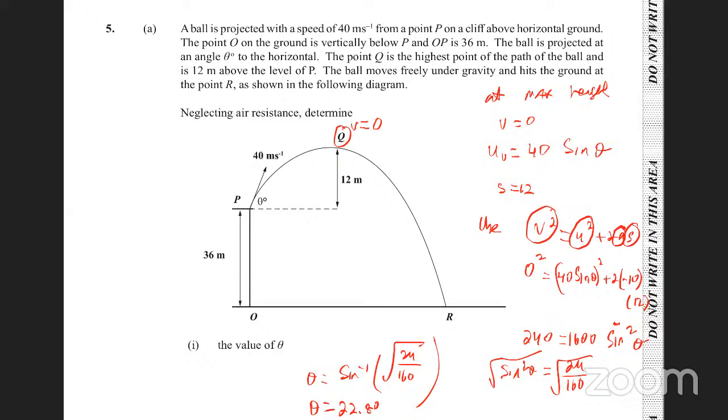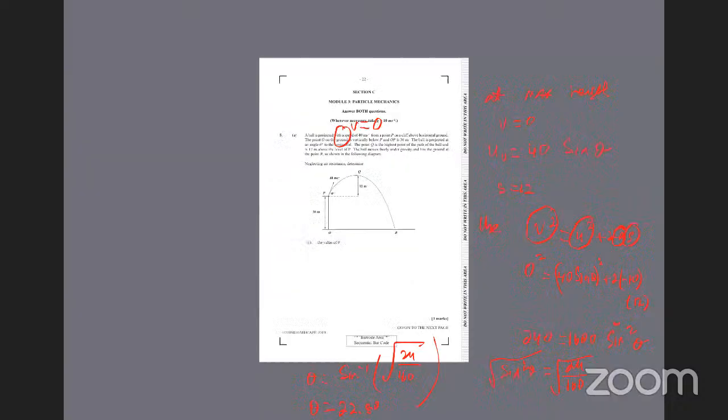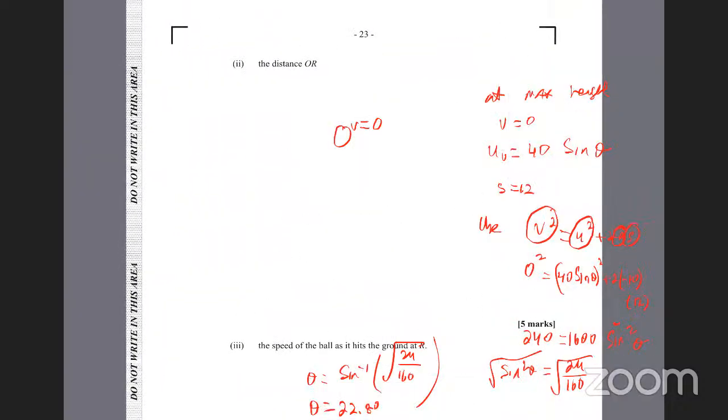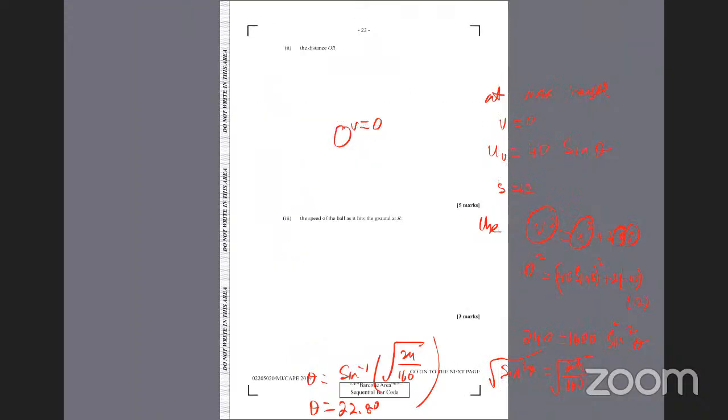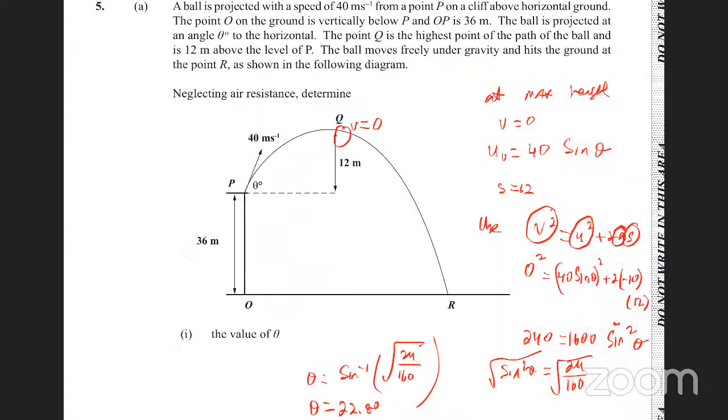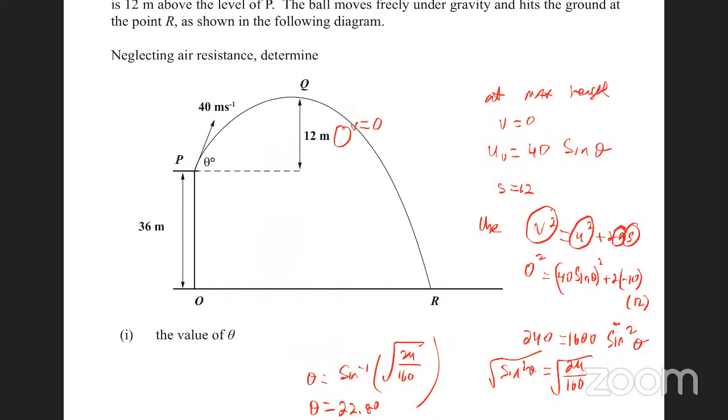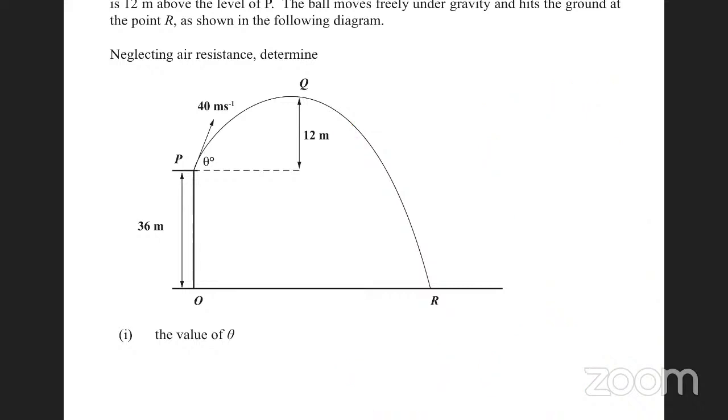All right. Next one. Next one is find OR and then the speed of the ball as it hits the ground. Find OR. Let's make a note of it now. Find OR and the speed of it just before it hits the ground. I'm going back to the diagram, right? Find OR.